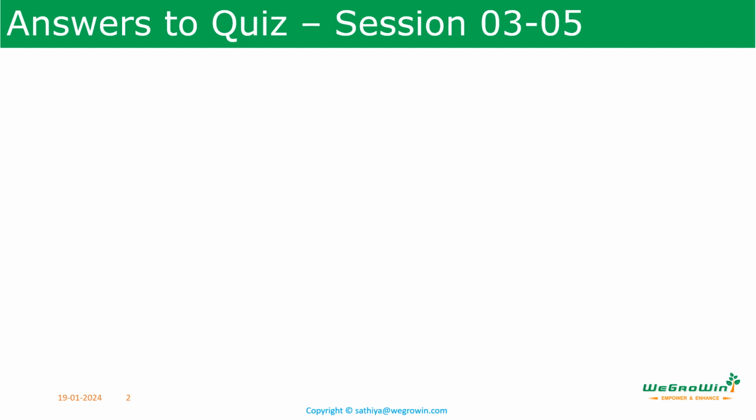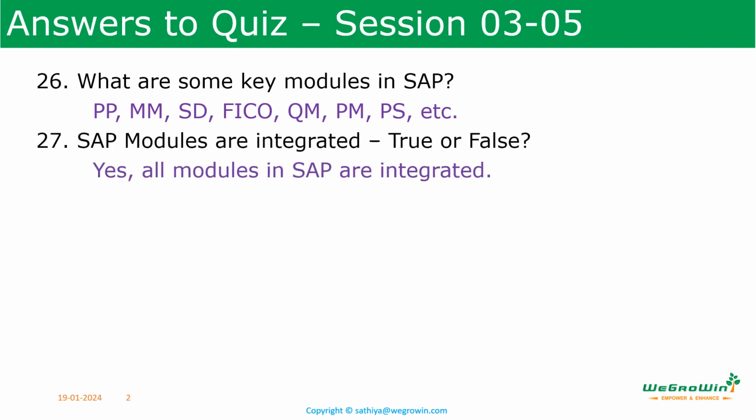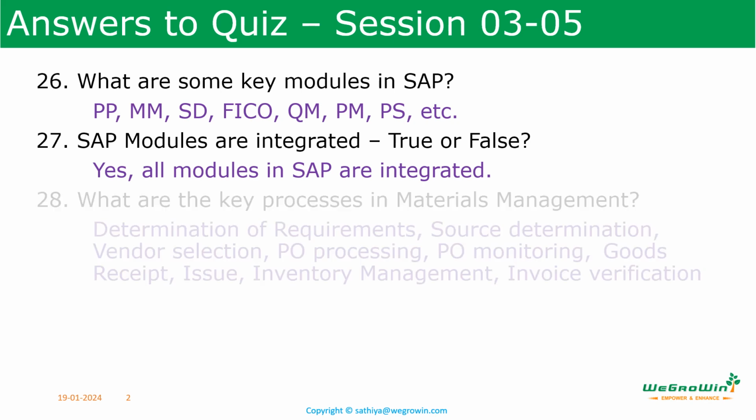Before going into the session, let us see the answers for the quiz we discussed in the last session. What are some key modules in SAP? They are PP, MM, SD, Finance and Controlling, Quality Module, Plant Maintenance, Project Systems, and SuccessFactors, and many other things. SAP modules are integrated, true or false? Yes, all the modules are integrated. Any change in one transaction or one parameter will affect all other processes.